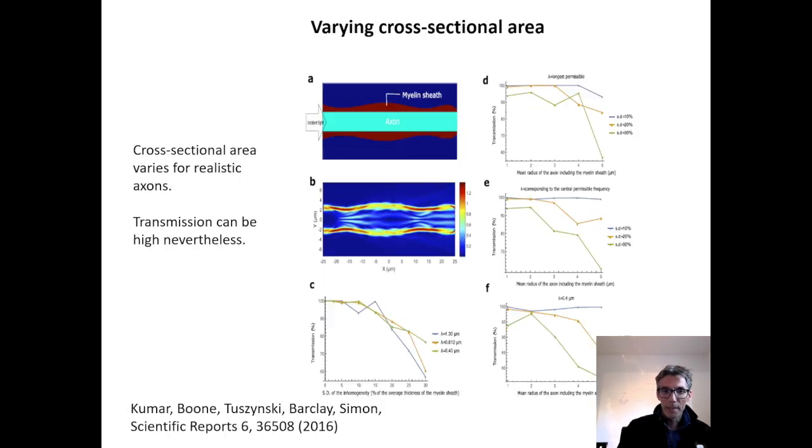And we also looked at other sort of realistic imperfections. For example, the axons are not perfectly circular, right? The cross-section of an axon can have, they're not perfectly circular. That's true. That's one imperfection we looked at here. Also they don't have a constant cross-section. The cross-section can vary along the length of the axon, so we looked at that.